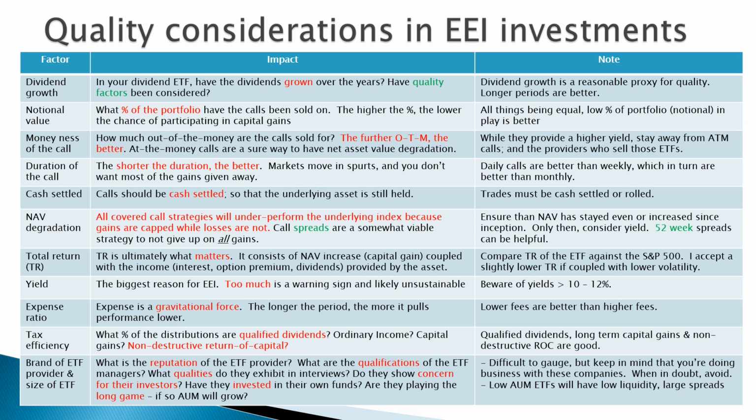The next thing to consider is cash settled. As far as I know, all the ETFs that I own settle their options for cash. And the key reason for this is that I do not want the underlying asset to be sold and then having to be rebought at a higher price.